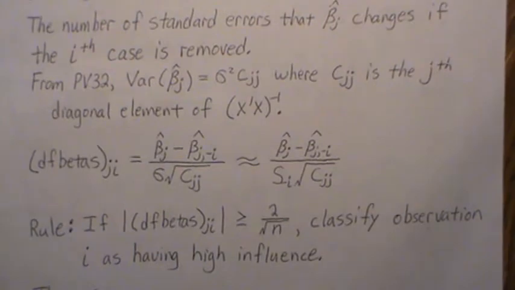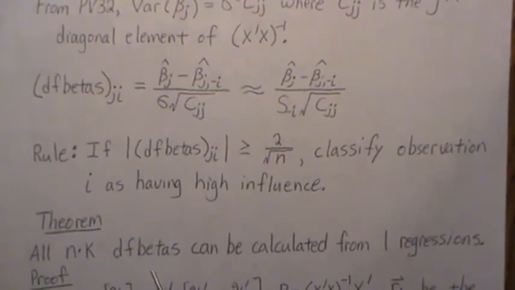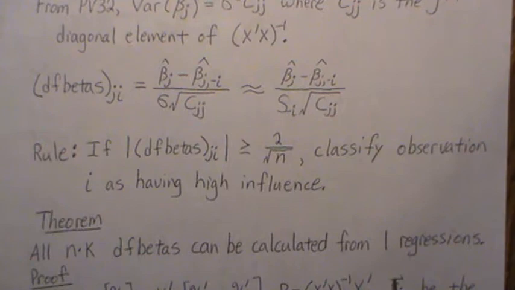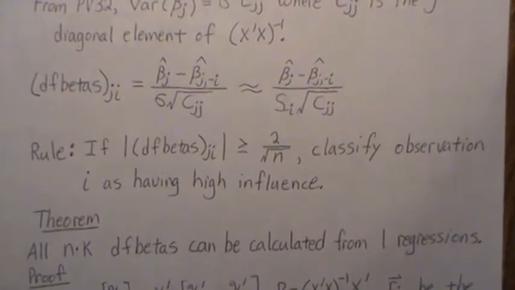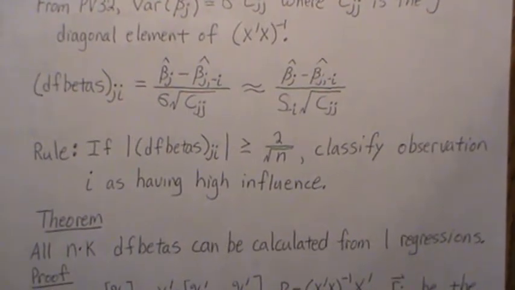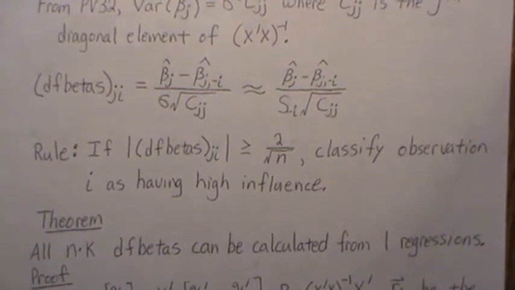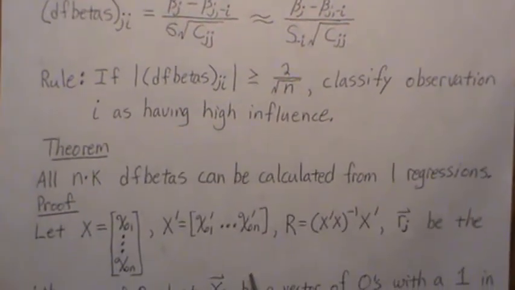That's it. But to me, one of the interesting aspects is it looks like we have to fit different models for each observation. We keep and remove the first observation, keep and remove the second observation. But this theorem says that we only need to fit one regression, and then there are ways to go in and back calculate these dfbetas from just one regression. So it really makes it fast to calculate all these things. So here's the little proof.